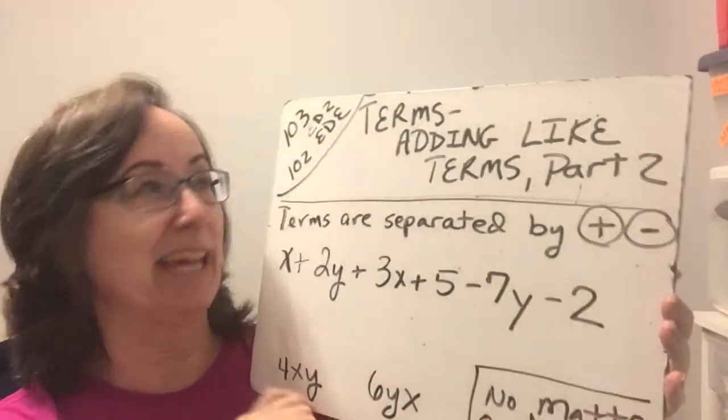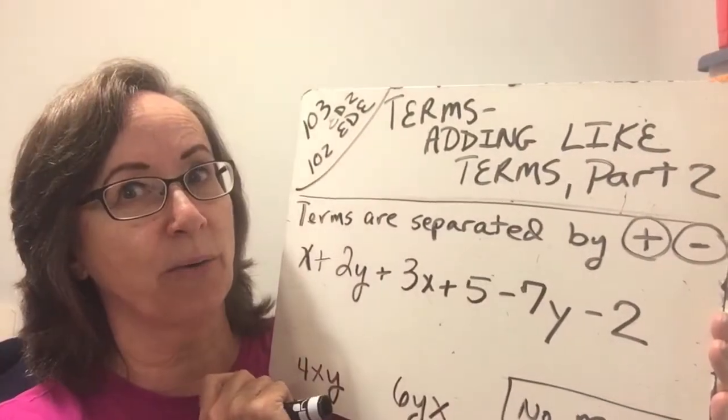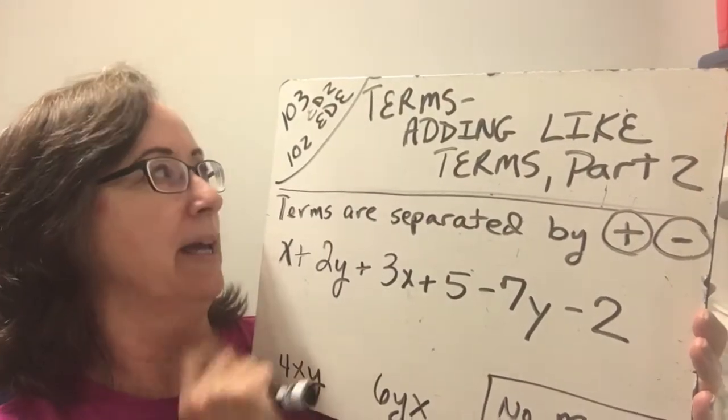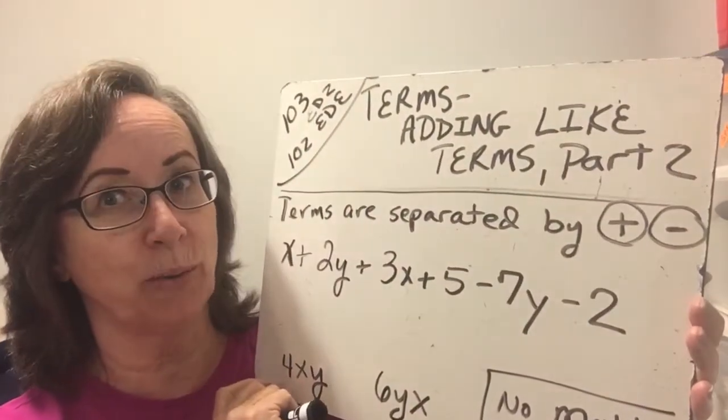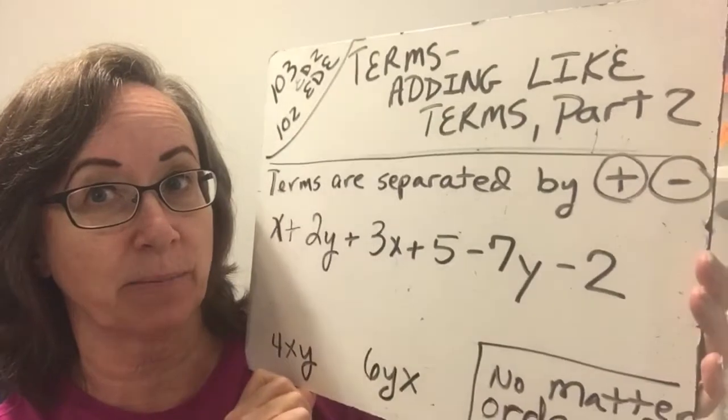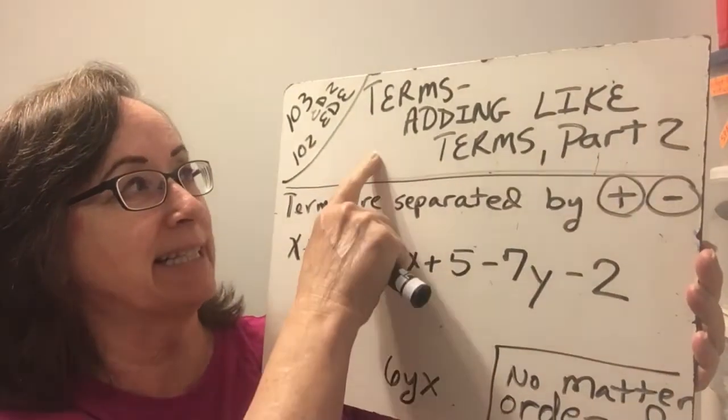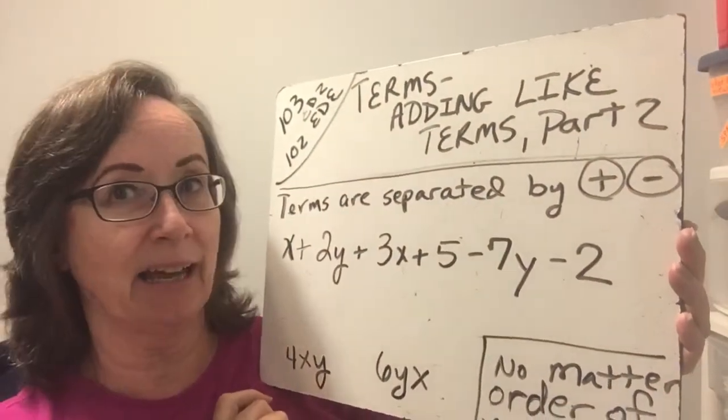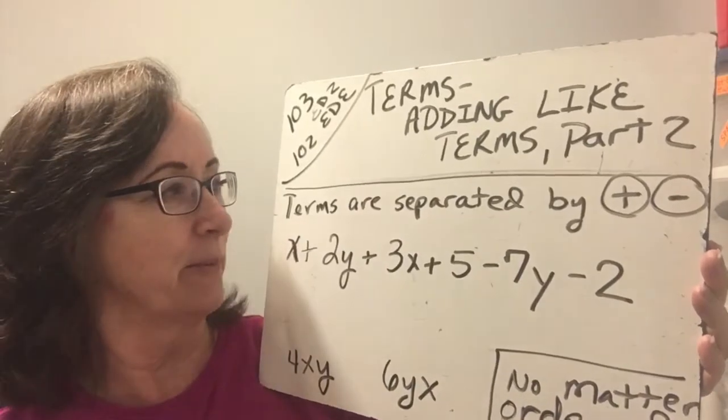Today we're doing lesson 103 in Addition 2, and lesson 102 in Addition 3 of your Saxon Blue Book. The title of the lesson is Terms, Adding Like Terms, Part 2.